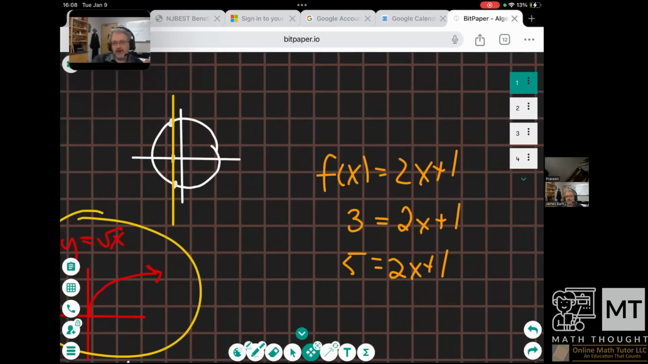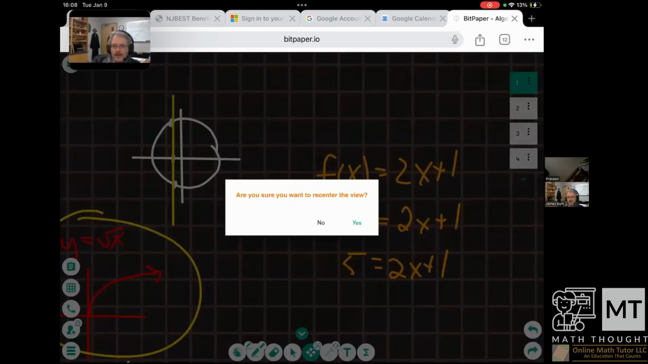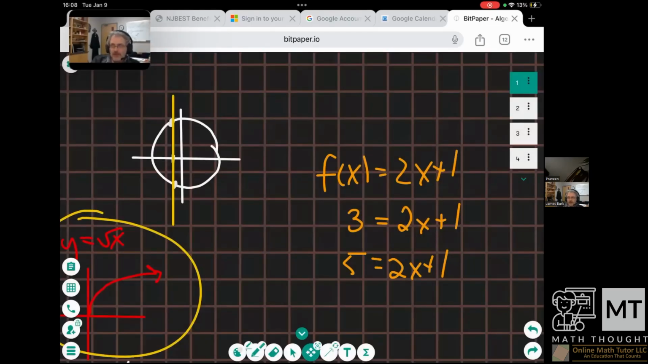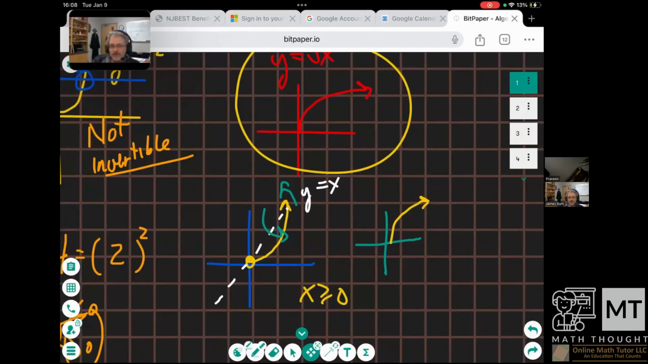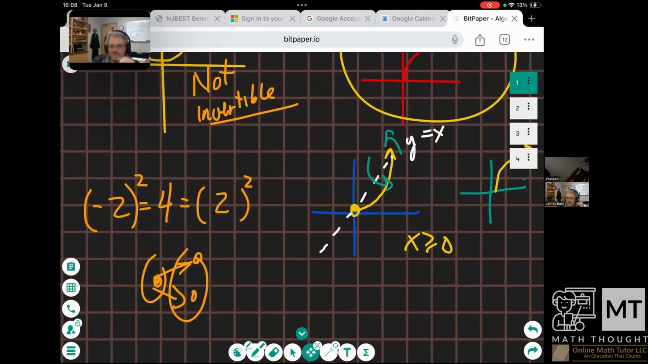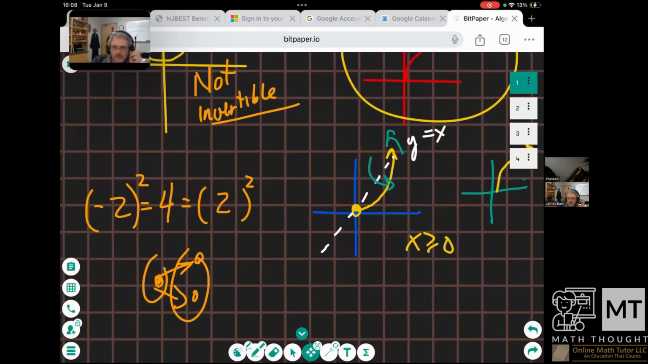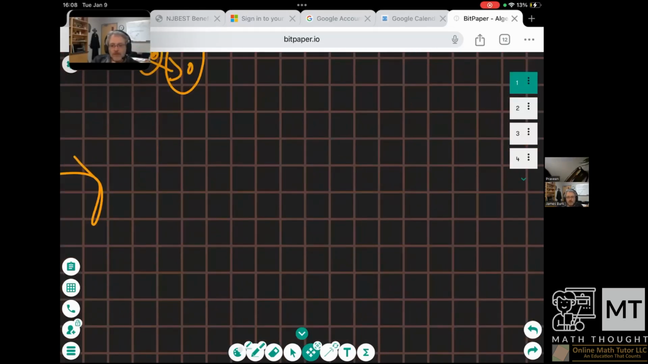But you have your f to the minus one, and that's going to correspond to your inverse. Does that have anything to do with exponents? No, I think that's just a way to say that this is the inverse. Right.